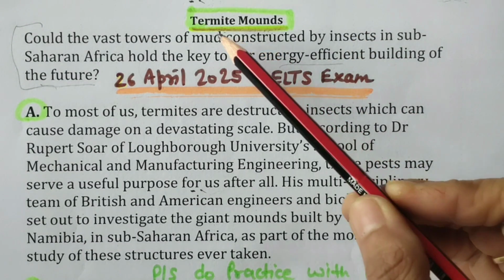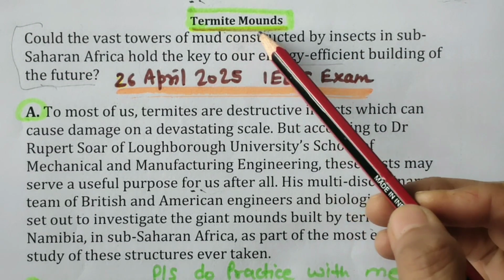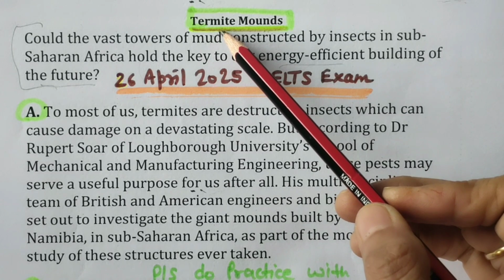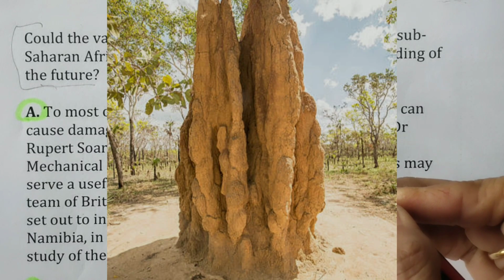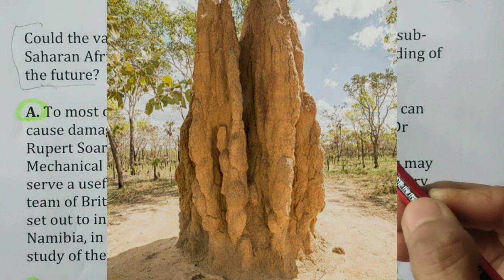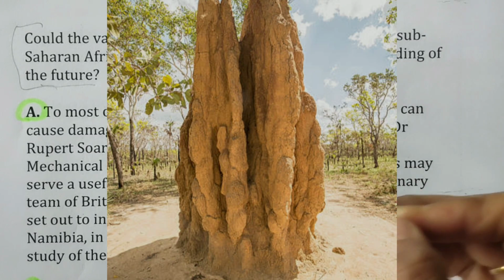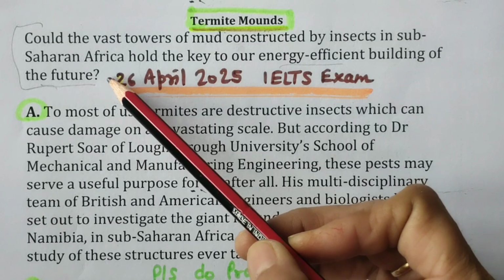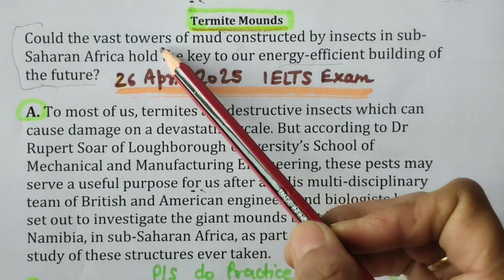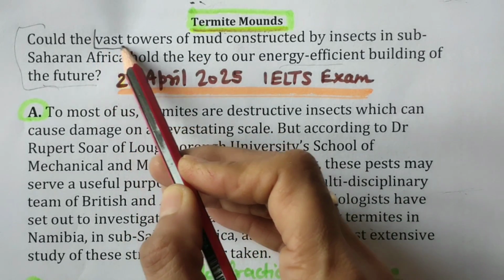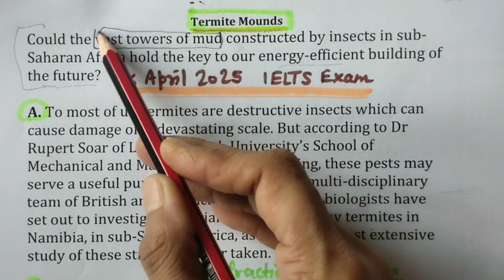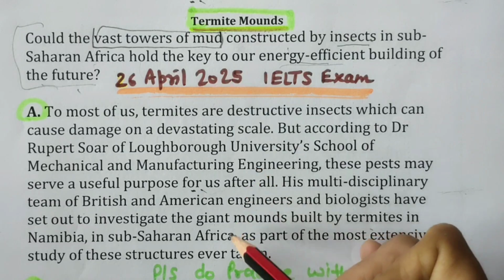Let's do this reading. Termite mounds. The word termite I have understood. They are talking about termites. So mounds, if you don't understand the meaning of this word, then you can read it a little bit more. Could the vast towers of mud. Now don't read anything here.